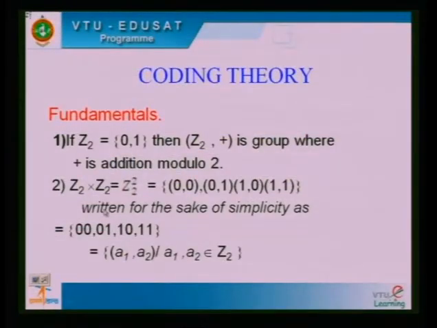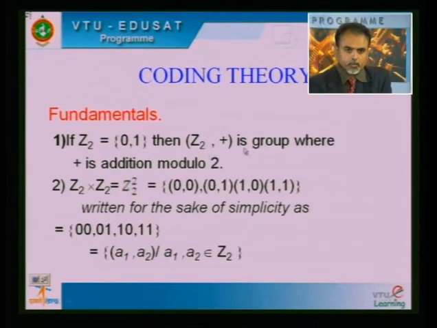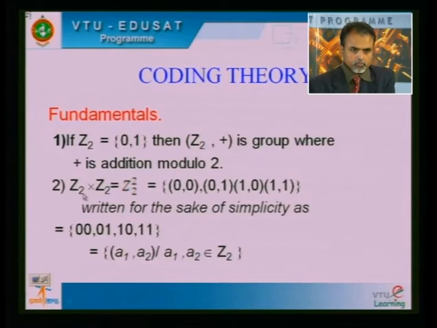So we shall see coding theory. In the last class we saw that we are considering a binary set {0, 1}, Z2, that is Z2 is a group under addition modulo 2. Z2 cross Z2 is a Cartesian product of {0, 1}.